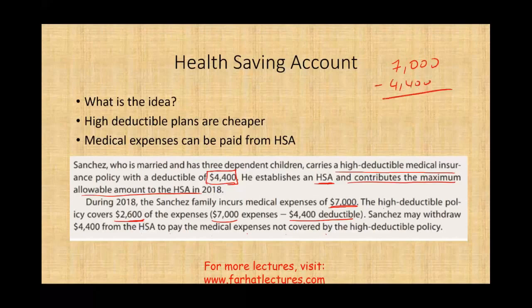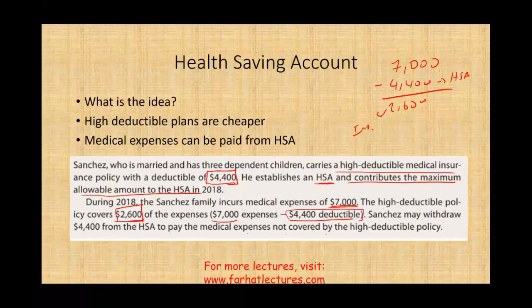He got $4,400 put away in the HSA account. So the HSA account covered this much. What's left is $2,600, which is covered by the insurance company. So the high deductible plan covers the remainder. First you pay out of your pocket. But Sanchez was smart, said, let me put away some money. And they put the maximum, which is $4,400.